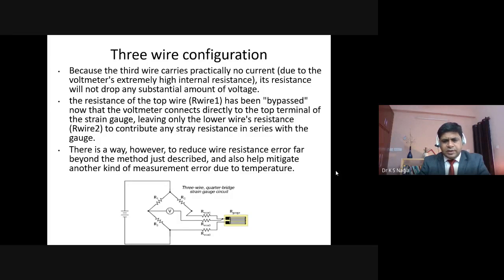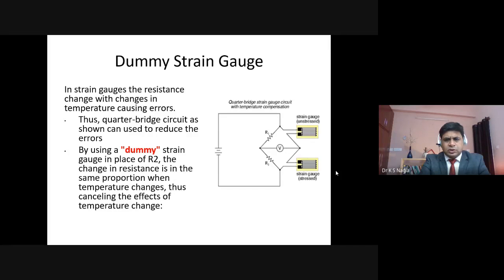What is happening here is that, as you know, all metals are affected by high temperature. As the temperature increases and decreases, the resistance of the material also changes. If the wire is very long, the temperature will affect the characteristics, and you will not be able to measure correctly. So in that case, there is a provision of a dummy strain gauge. The dummy strain gauge is used to nullify the effect of the temperature change.